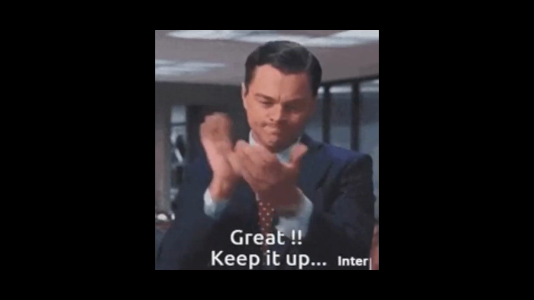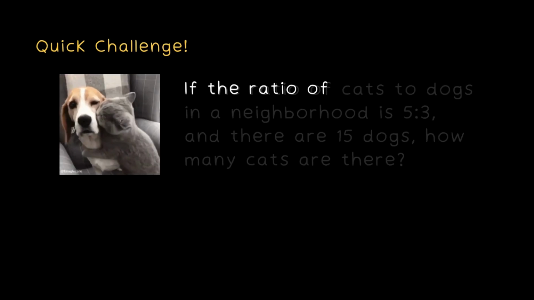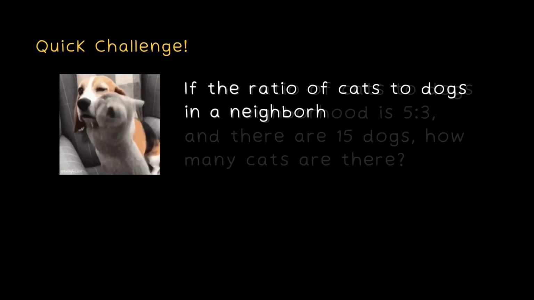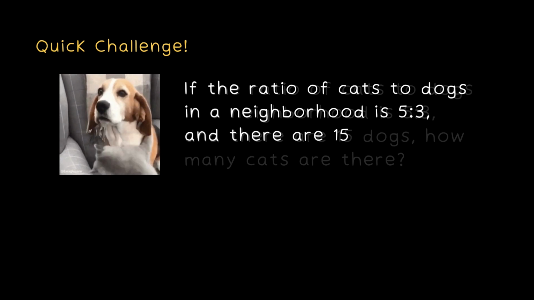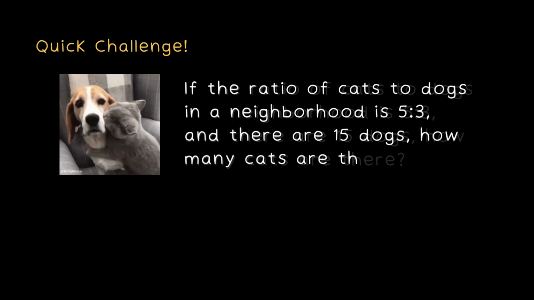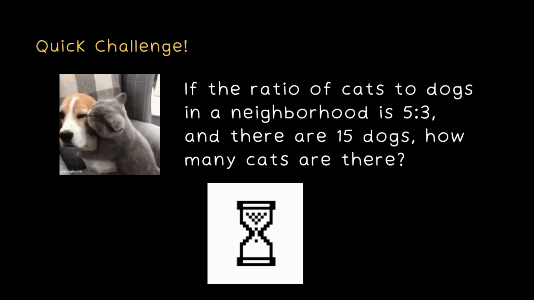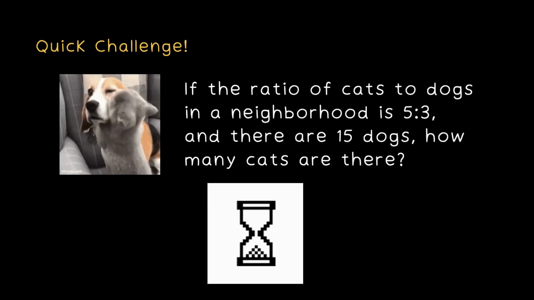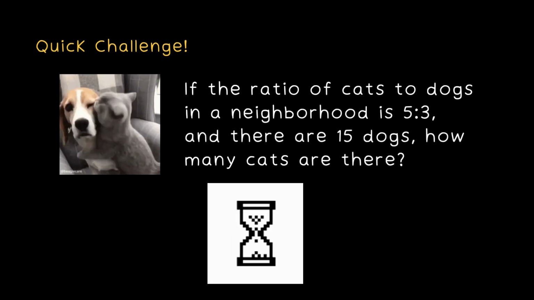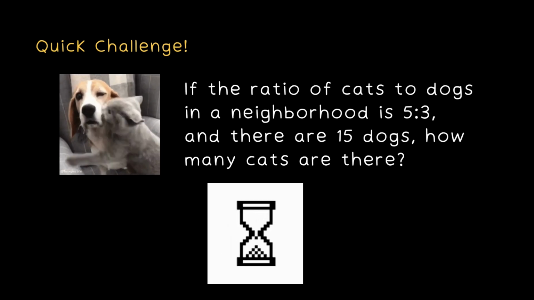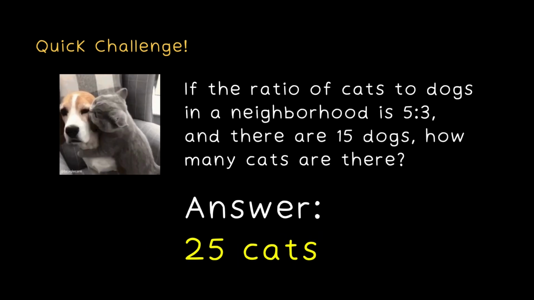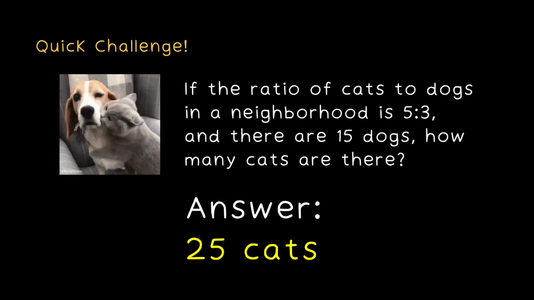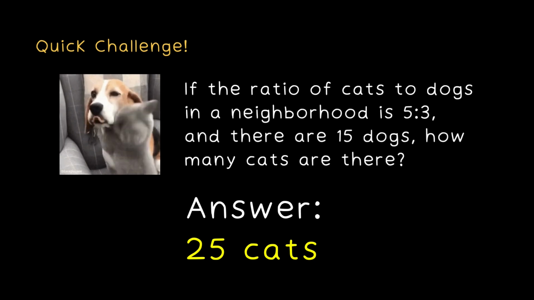Let's test your knowledge with a quick quiz question. Ready? Here it is. If the ratio of cats to dogs in a neighborhood is 5 is to 3, and there are 15 dogs, how many cats are there? Think about it, and I'll reveal the answer shortly. Feel free to pause this video and think about your solution. Time's up! The correct answer is 25 cats. Well done if you got it right.